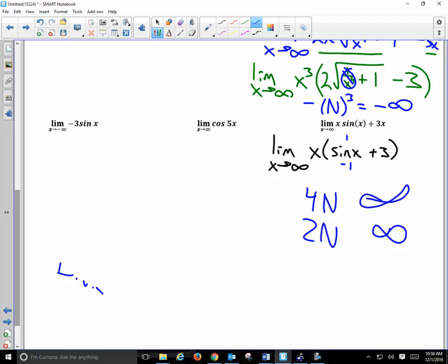That's better. Sure. The smallest that sine can be is -1.